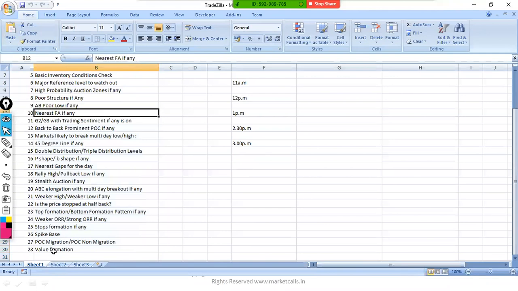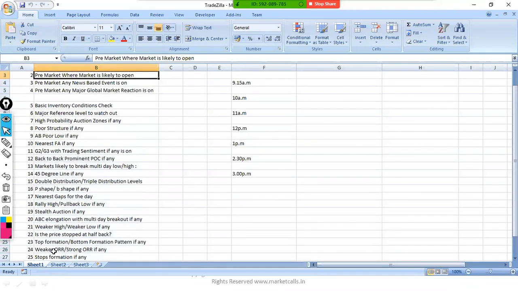So as of now, these things you need to do as a primary check. If there is a 45-degree line, that means the auction can be bullish the very next day. If there is a P-shaped profile or a B-shaped profile, then it means something else again.